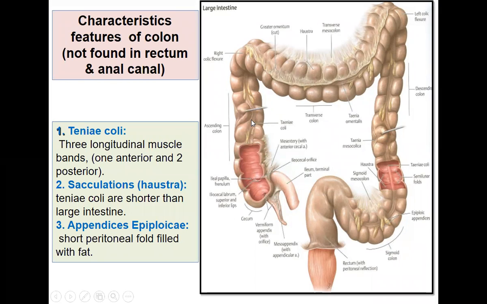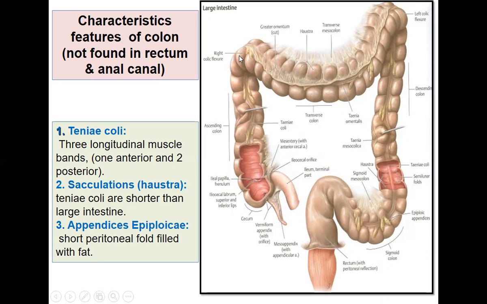The second feature is sacculations or haustrations. These taenia coli, as I said, are longitudinal fibers. They are shorter compared to the length of the large intestine. So they pull the whole of the large intestine into small pouches. Because the taenia coli is shorter, it folds the whole of the large intestine into small bags or pouches, whatever you call them.